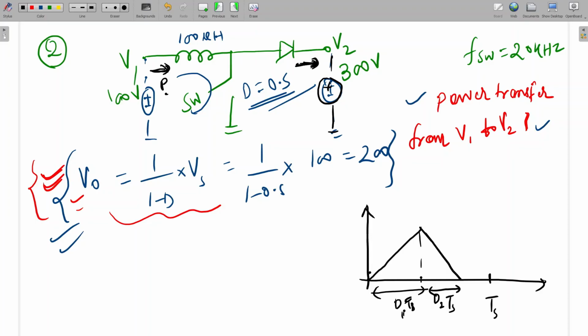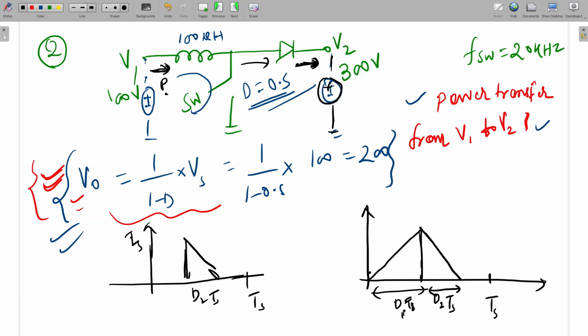This is charging, which means this switch will be on. When this switch is off, what will the current do? The current will flow through this one. So this is the second part. The current will be like this, D2 Ts, and this will be Ts. If we can calculate the average of this current, and multiply the same with this V2, that will be the average power. Is it clear to all? Yes, sir.